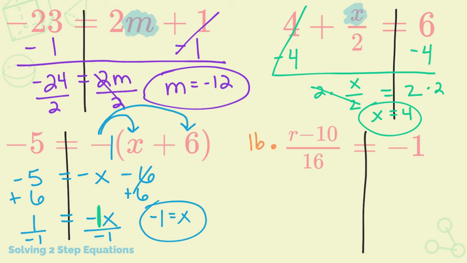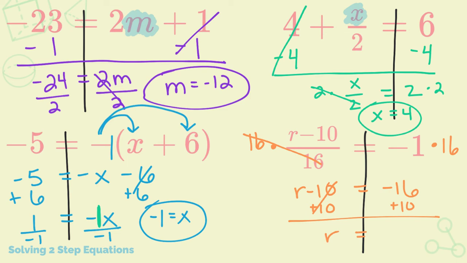Then I can go ahead and multiply by 16 on this next problem. And I get r minus 10 equals -16. I'll add 10 to both sides. And I get r equals -6.